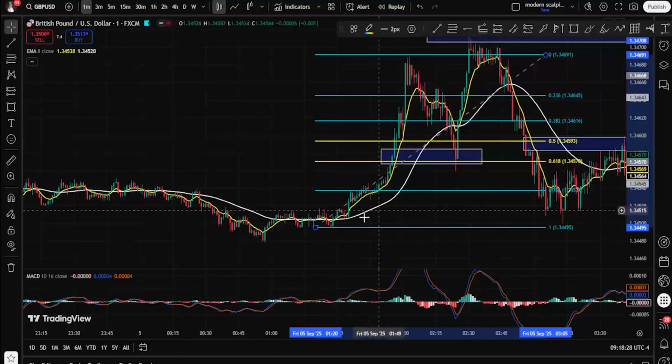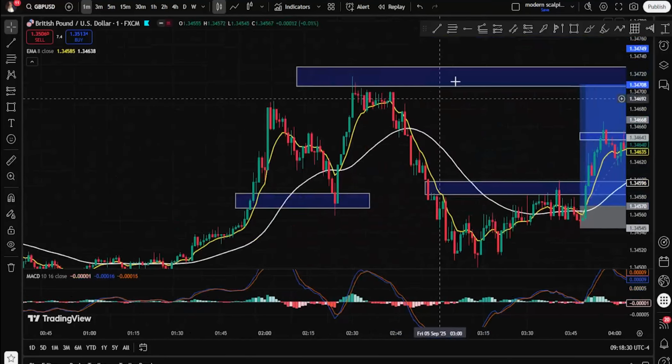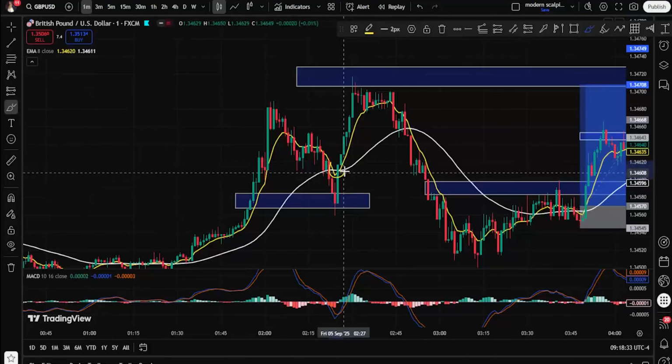With these settings, you will see less noise and your entries and exits will be more regular and reliable.